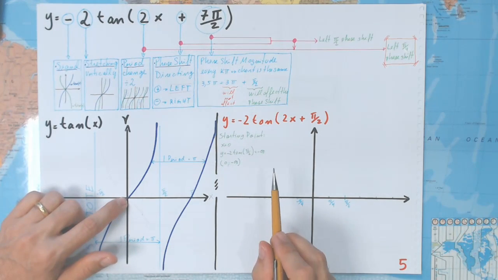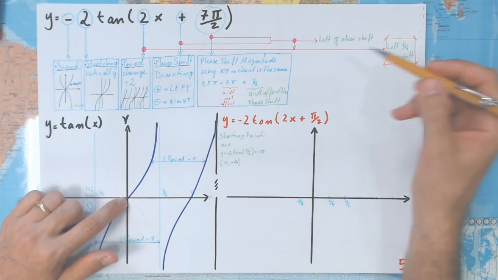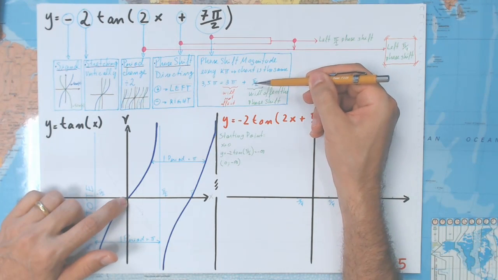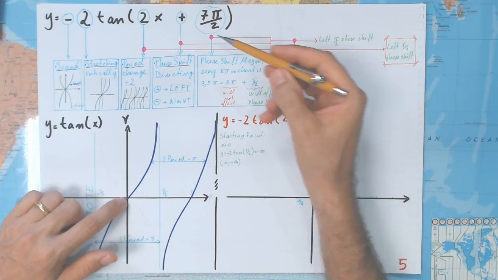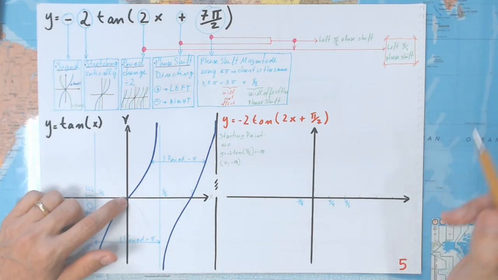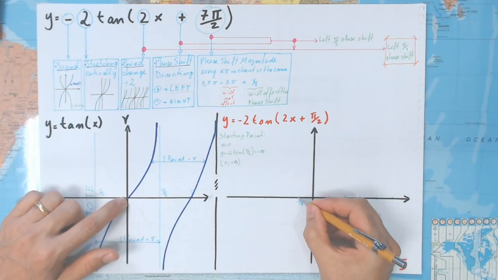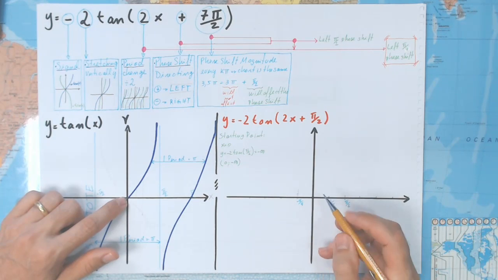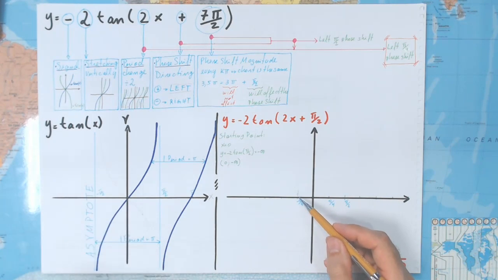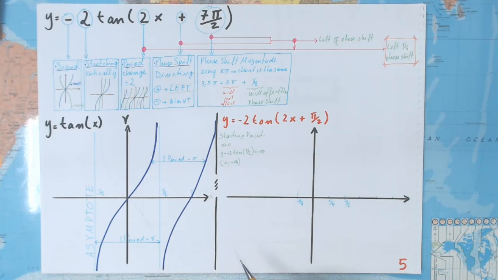It's going to move pi over 4, because it is this pi over 2 divided by this 2, which is pi over 4. So that point is going to be that point in here, okay? So this is going to be our initial point. Now, we know that this is one asymptote, okay? If this is one asymptote, this one is symmetrical. This must be the other one, okay?